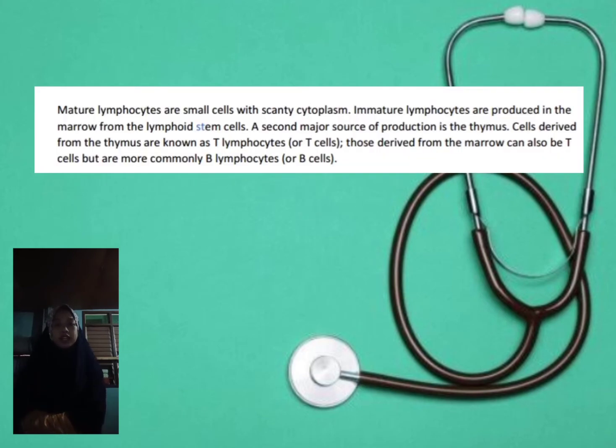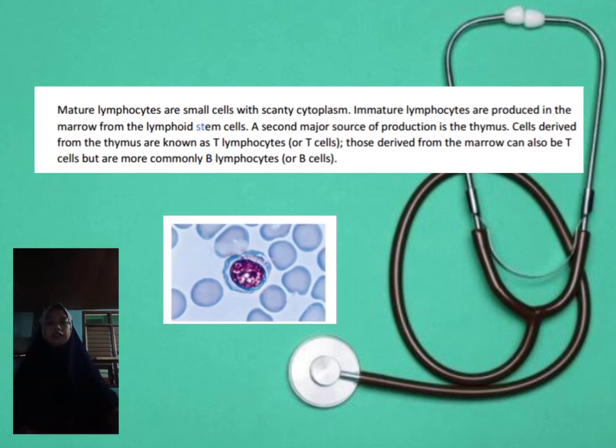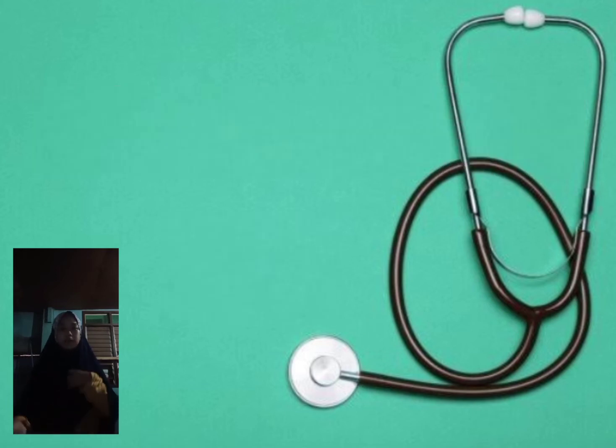Lymphocytes. Mature lymphocytes are small cells with scanty cytoplasm. Immature lymphocytes are produced in the marrow from the lymphoid stem cells. And a second source of production is the thymus. Cells derived from the thymus are known as T lymphocytes or T cells. Those derived from the marrow are B lymphocytes or the B cells.